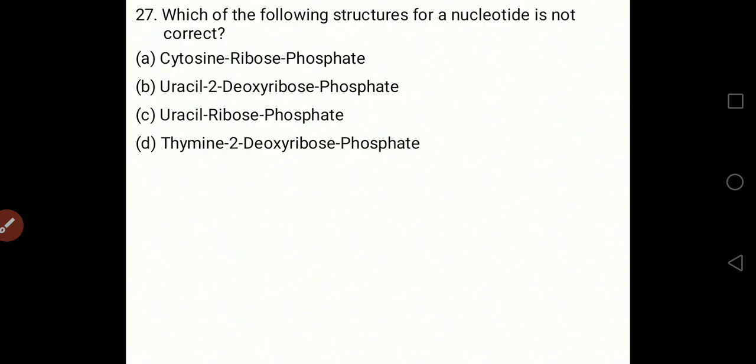27. Which of the following structure for nucleotide is not correct? You have to look at this very carefully. Cytosine ribose phosphate, correct. Uracil ribose phosphate, the third one, correct. Thymine 2-deoxy ribose phosphate, correct. But uracil 2-deoxy ribose is given.